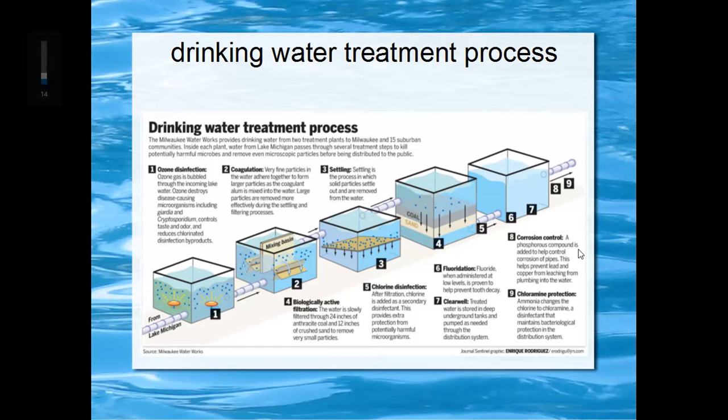The drinking water treatment process. This is the process that the Europeans go through to get our water, quote unquote, clean. So this process has 9 steps. And the one they skipped or forgot, or I don't know what happened, but didn't do, was part 8, which is corrosion control.